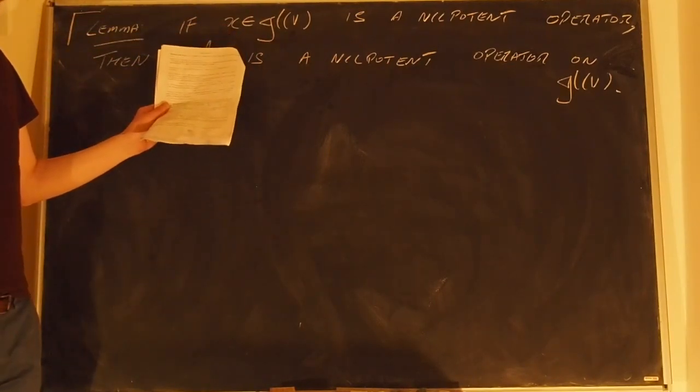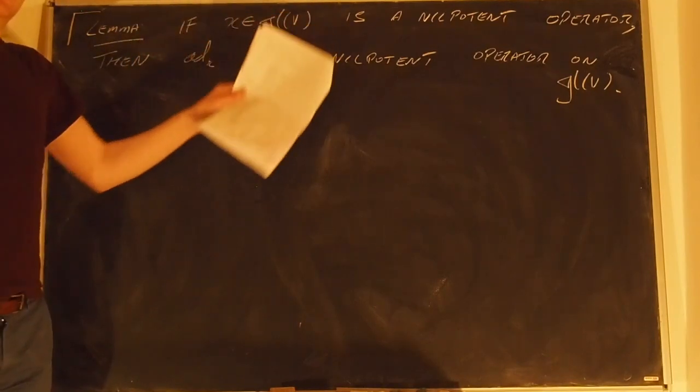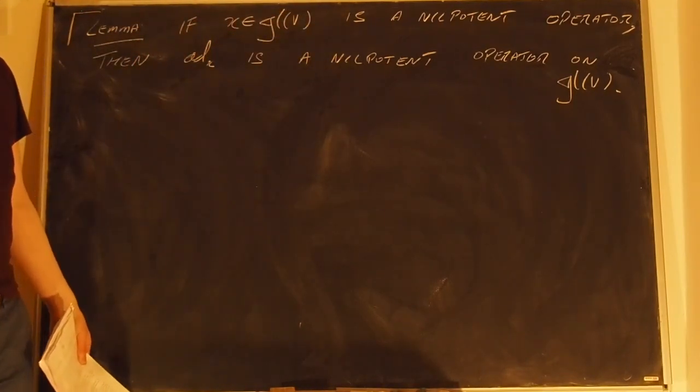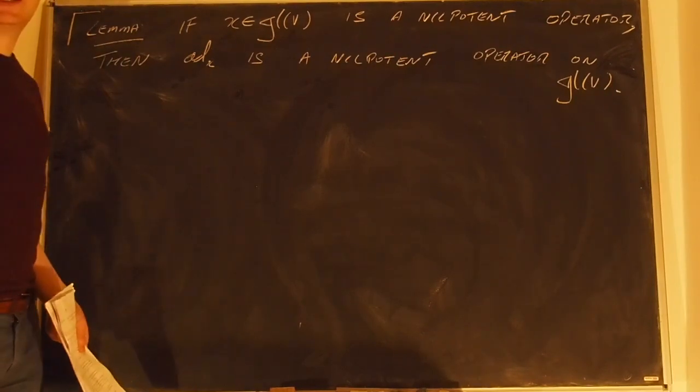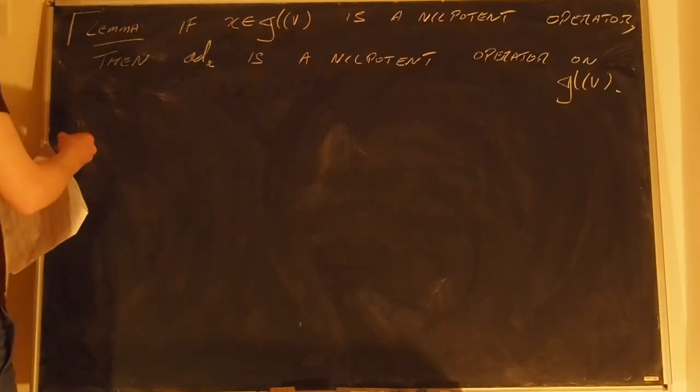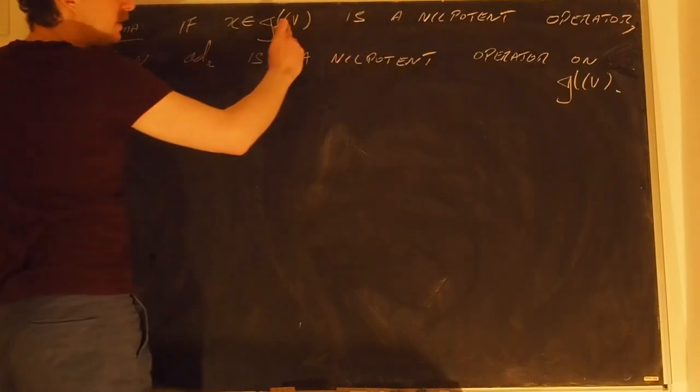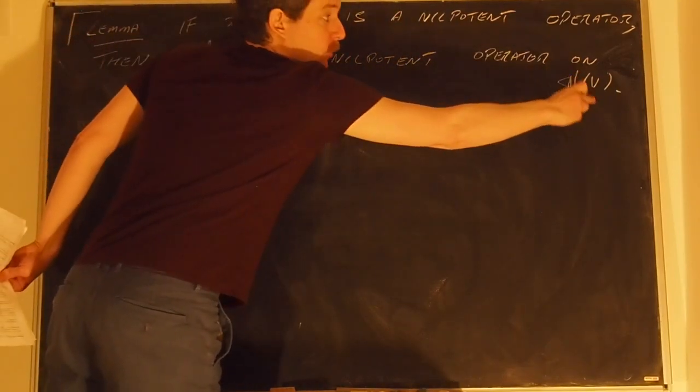So here we would be talking about the general linear group, not the general linear group of Lie. And remember, the kernel of this map would precisely be the center. Okay, so let's prove it. And what we're saying here is that, look, if it's nilpotent as an operator on here, then it's nilpotent as an operator in here.